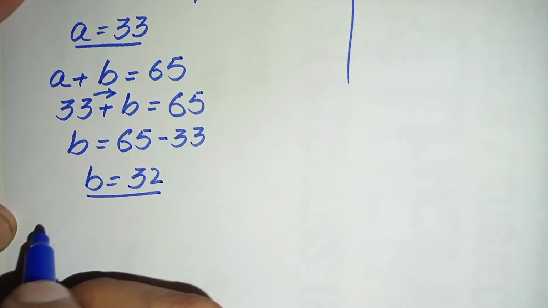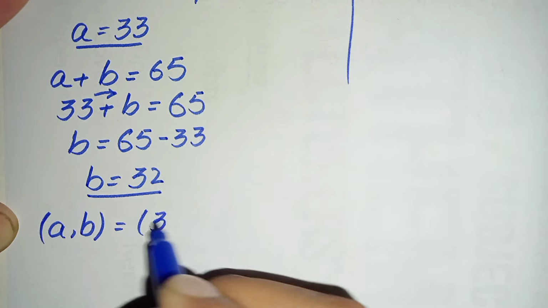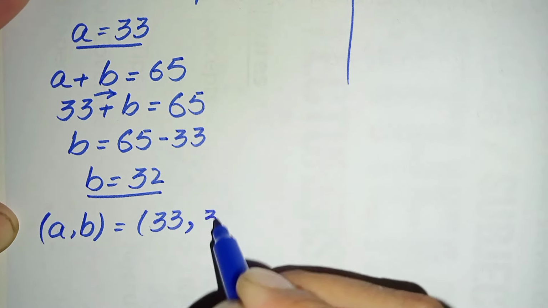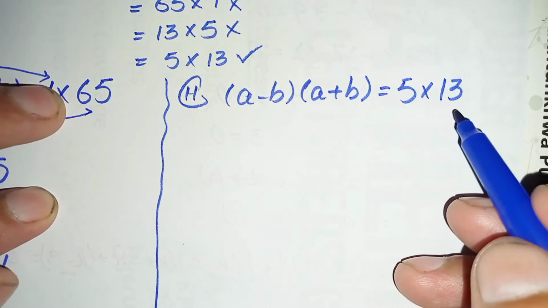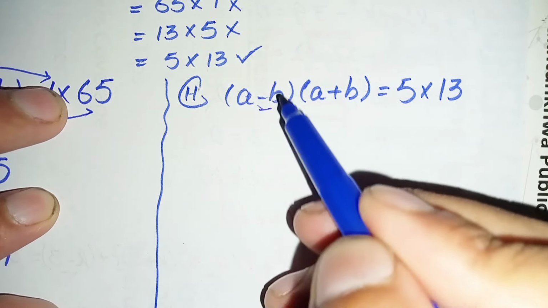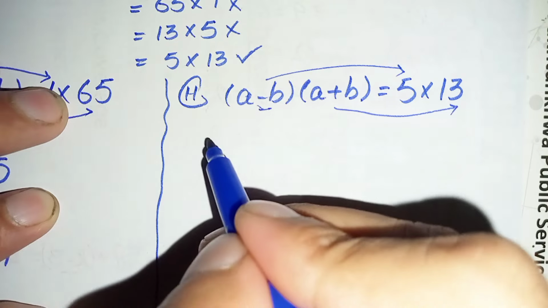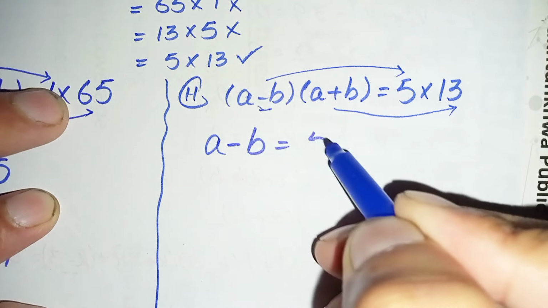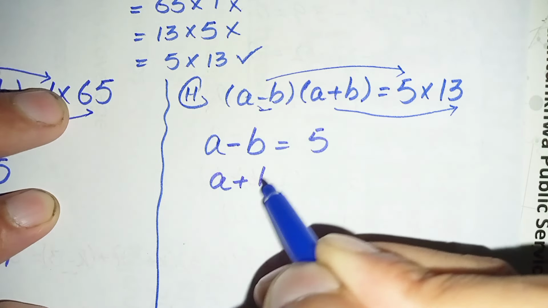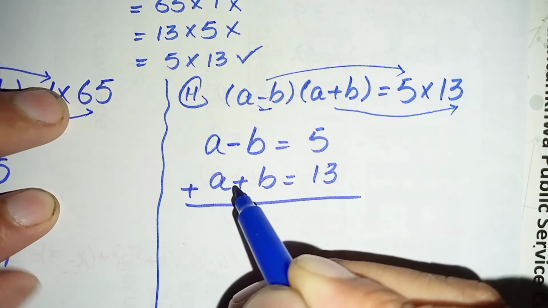So our first solution is, the value of A is 33 and the value of B is 32. Now we will solve the second equation in the second case, that is A minus B times A plus B is equal to 5 times 13. So again here we will compare and take equal, this expression equal to 5 and this expression equal to 13. So from here we will get two equations, A minus B is equal to 5 and A plus B is equal to 13.